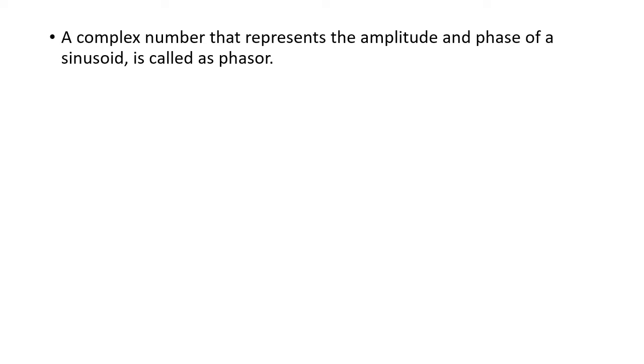The definition of the phasor is: a complex number that represents the amplitude and phase of a sinusoid is called a phasor. So from the definition, there are two important parameters we have to represent by the complex number. Those are the amplitude and phase.